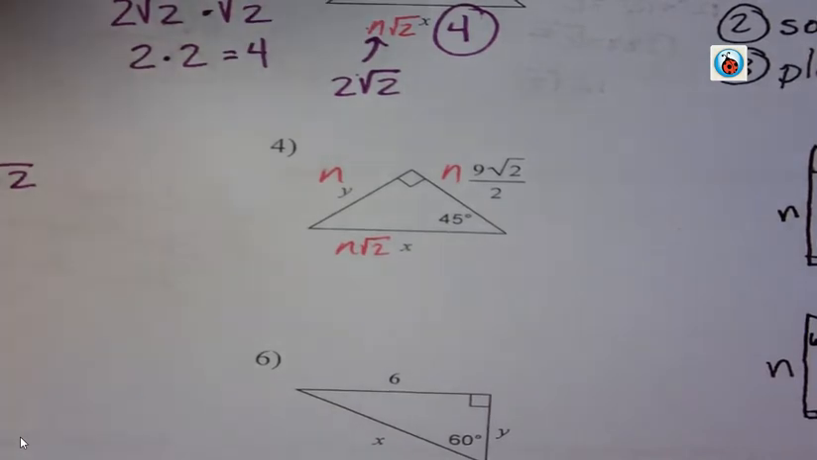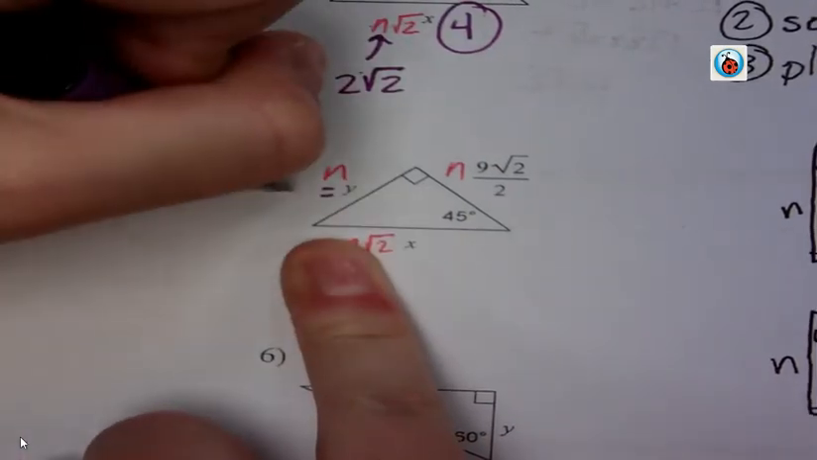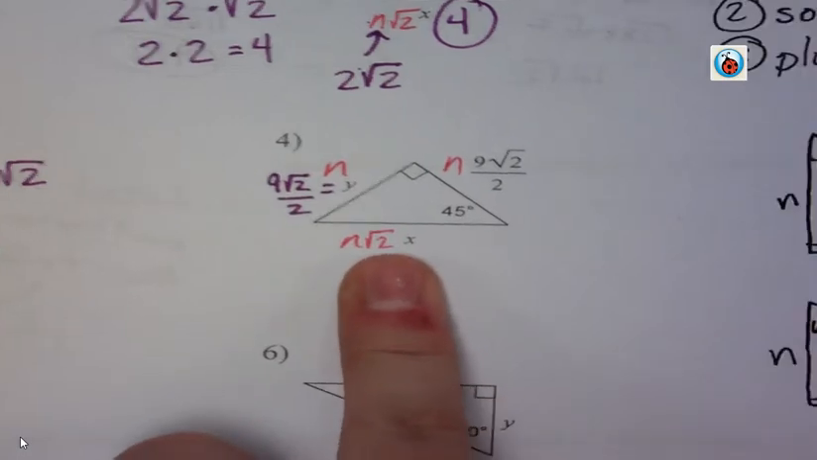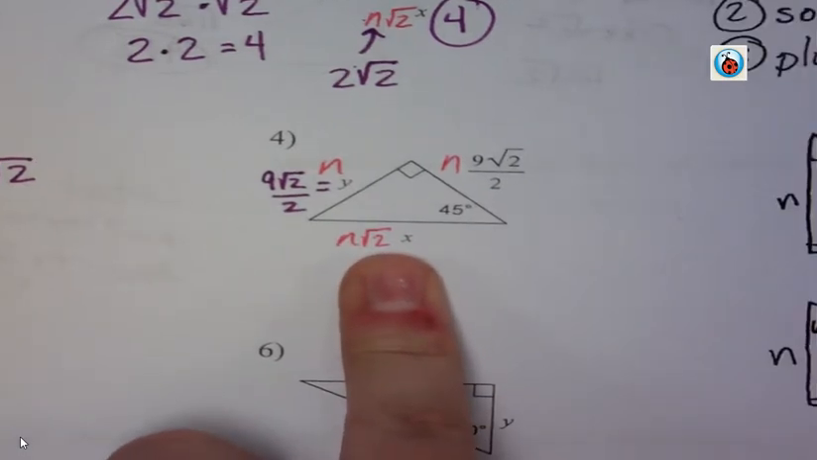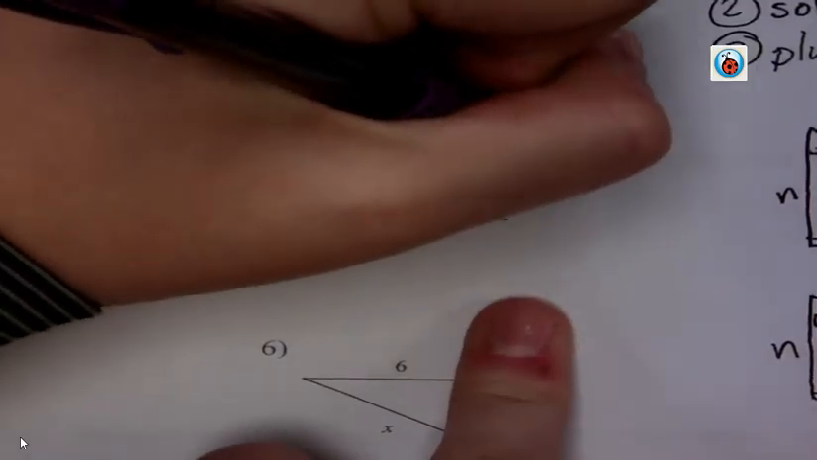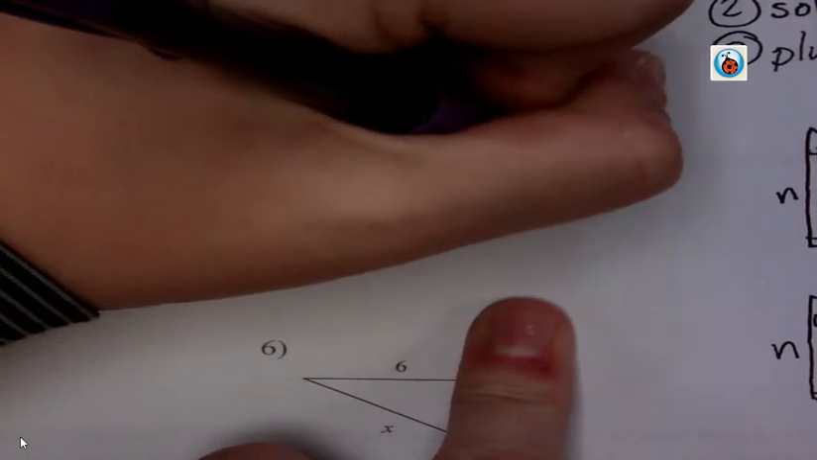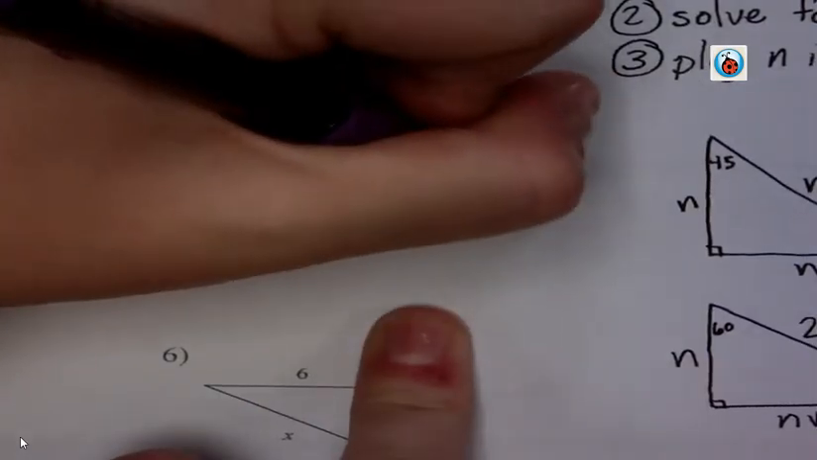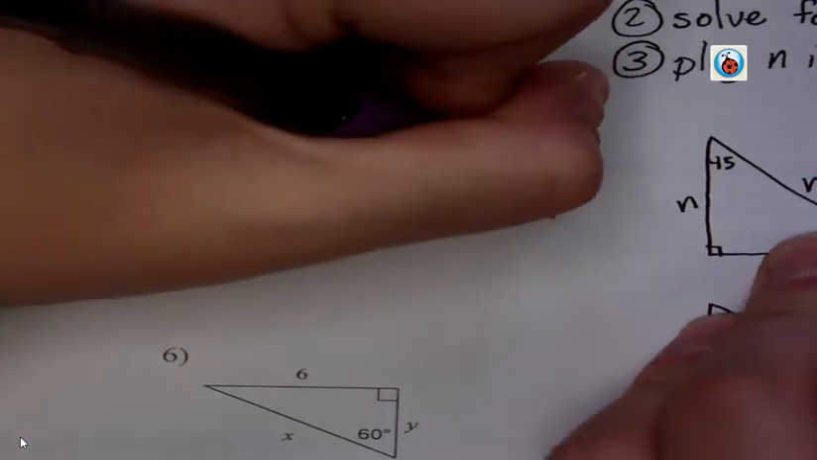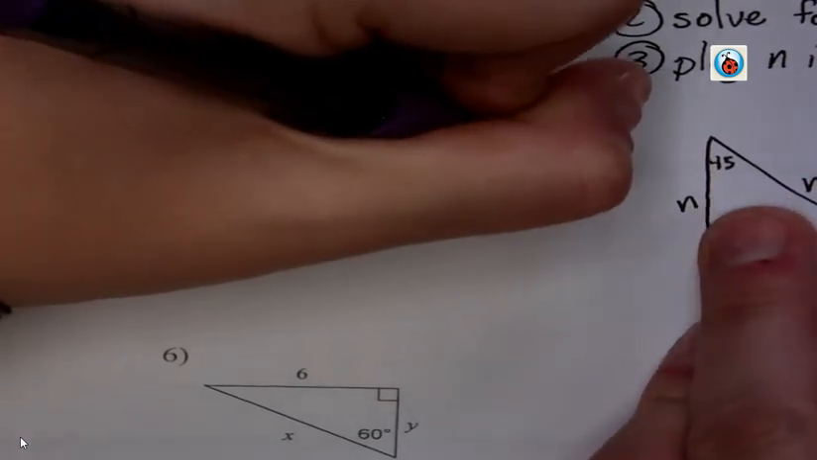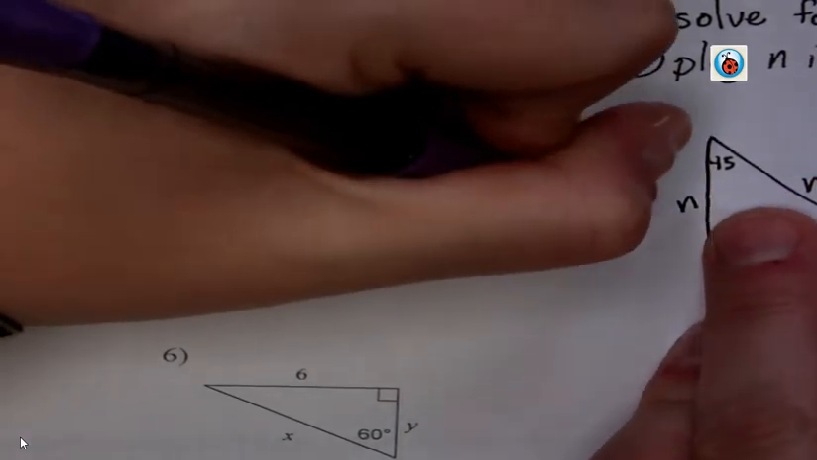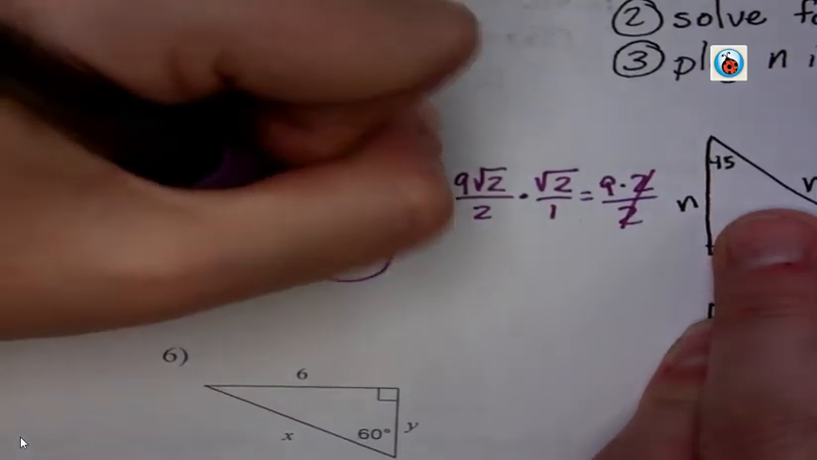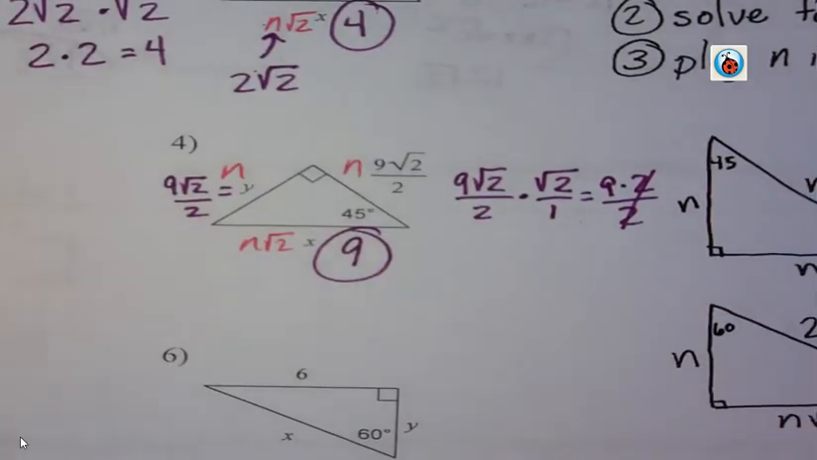And then this one, your y will also be 9 root 2 over 2. And then we just need to solve for our x. So we want to take our 9 root 2 over 2, and we want to multiply it by the square root of 2. And so remember, that's the same as multiplying something by the square root of 2 over 1. So it becomes 9 times 2 over 2, and then those cancel out. So we'll end up with 9 right there.